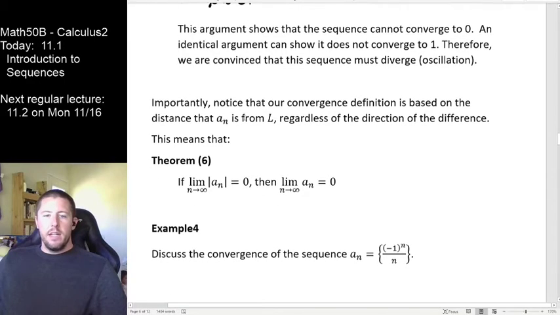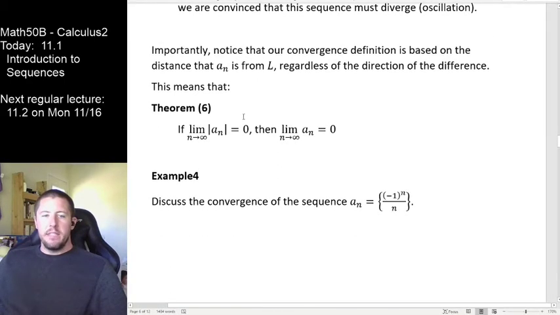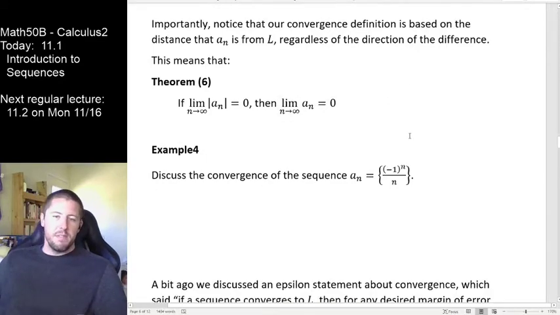Another important thing to notice here is that our convergence definition is based on the distance that a sub n is from L, regardless of the direction of the difference. So this is just saying that for positives and negatives, as long as we're converging to 0, we can get this statement: if the limit as n goes to infinity of the absolute value of the sequence is 0, then the original sequence itself converges.